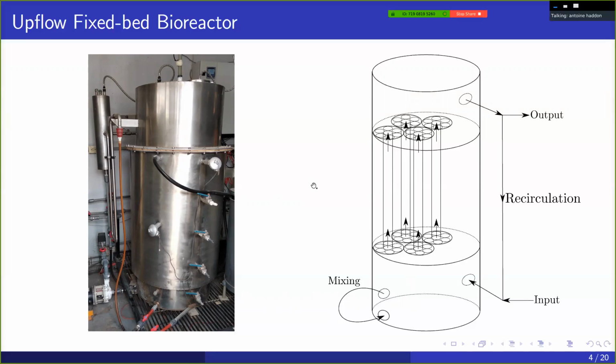And so this reactor is very interesting to study issues of mixing and heterogeneity, because we have first the recirculation, from the output at the top recirculating back towards the bottom, and then there's also a mixing system at the bottom. And so by playing with these two mixing systems, you can play with how heterogeneous or homogeneous the reactor is.